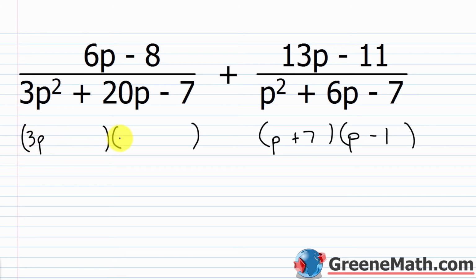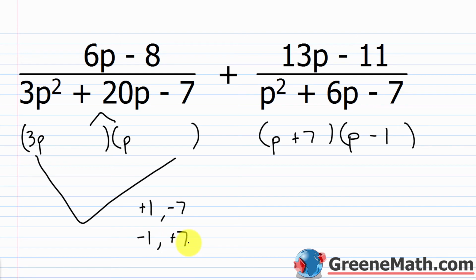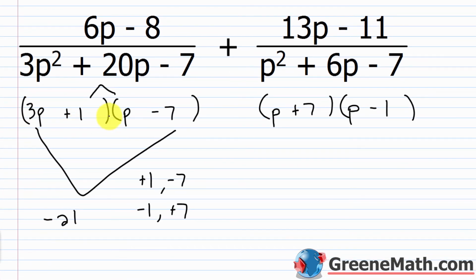Let's go with 3p and p. Remember, 3 is a prime number, so I go with that to start. Now I need to work out my outer and my inner so that the sum is 20p and the product is negative 7. It's easy because 7 is a prime number, so really the only possibilities are positive 1 and negative 7, or negative 1 and positive 7. So I can try different combinations. If I had positive 1 and negative 7 like this, what would that give me? The outer, 3 times negative 7, is negative 21. The inner, 1 times 1, would be 1. If I sum those, I would end up with negative 20.